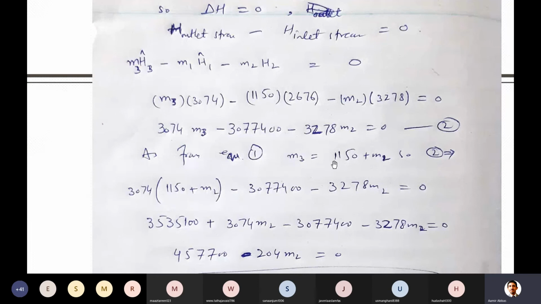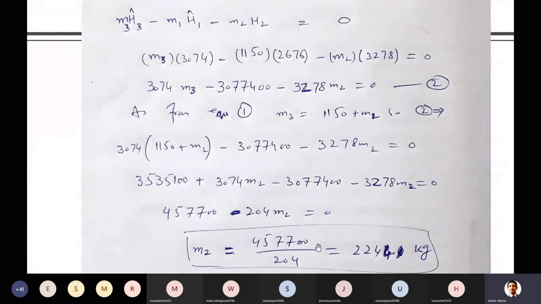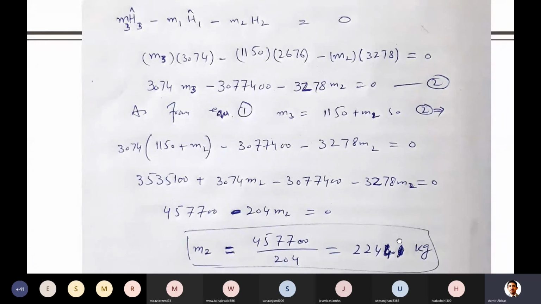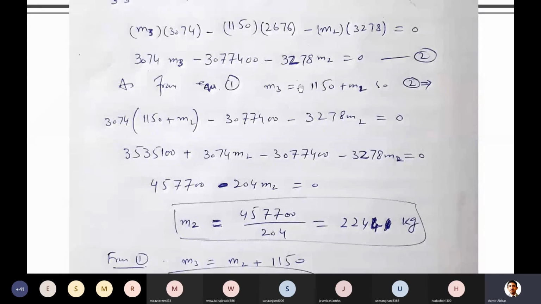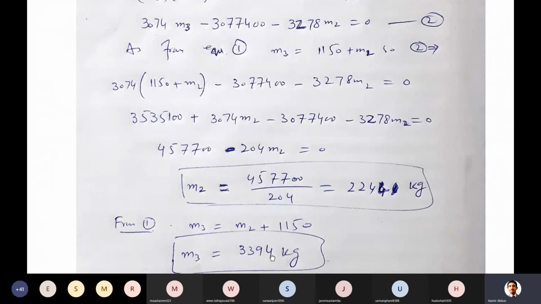So guys, you can solve these equations simultaneously, and I used the substitution method. From equation 1, M3 was equal to 1150 plus M2. So I put the value of M3 in equation 2. Just solve it, simple algebra, and you will get the value of M2, that is like 2244 kg. When you get it, put it in the main equation, which was equation one. So M2 is now known, so you will get M3.